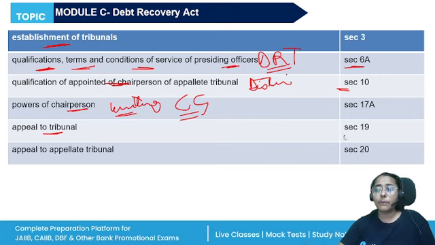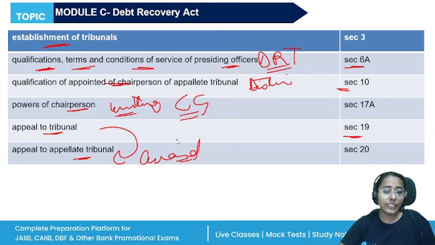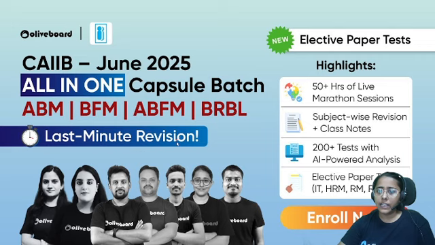Then, appeal to the tribunal under section 19 is given. If any person is aggrieved by the actions taken by the bank, they can make an appeal to the DRT. Appeal can also be made to the appellate tribunal against the order passed by the DRT. This is in section 20. So, section 19 and section 20 talk about the appeal. All right. So, these are the important provisions and sections of our Recovery of Debts and Bankruptcy Act, which is also in short known as the Debt Recovery Tribunal Act. All right, so that is all.